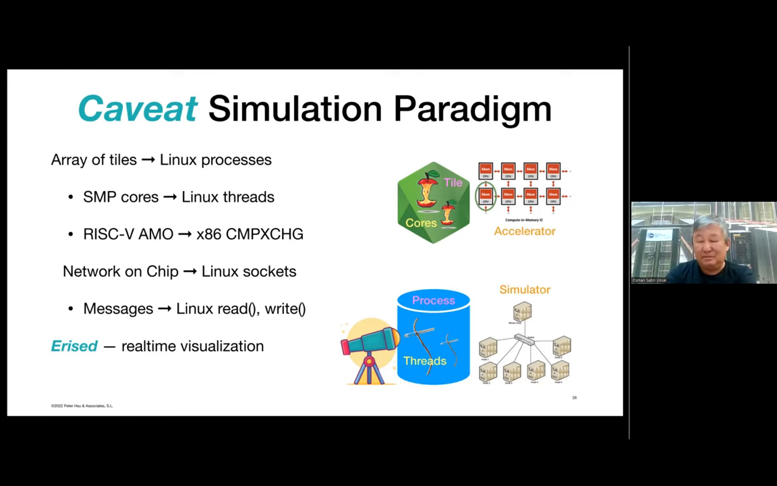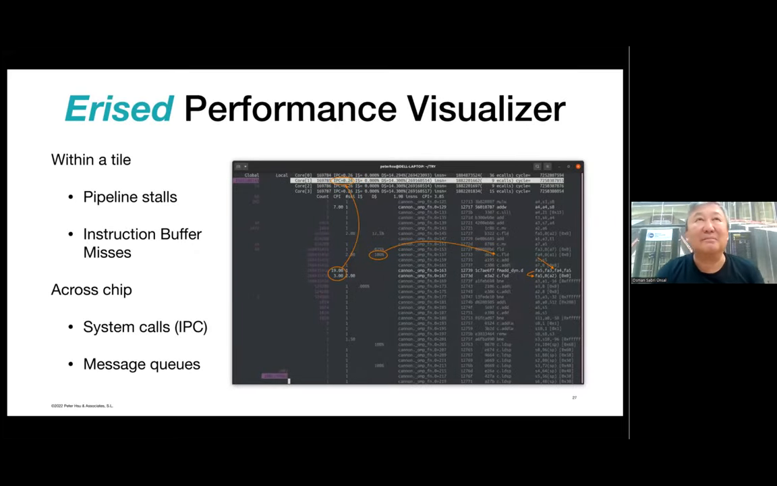And I have this tool called ERISED, which is the really cool part, which I can't show you today because of no time. But you can actually look at the simulator innards while it's running. You can paw around the assembly code, and for each instruction it tells you the cycles per instruction. So it tells you the pipeline stalls, if there are instruction buffer misses, and you can also look at traffic between tiles. So that was in this ICS talk.